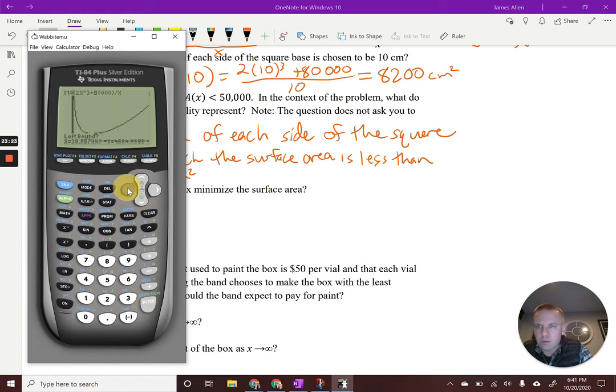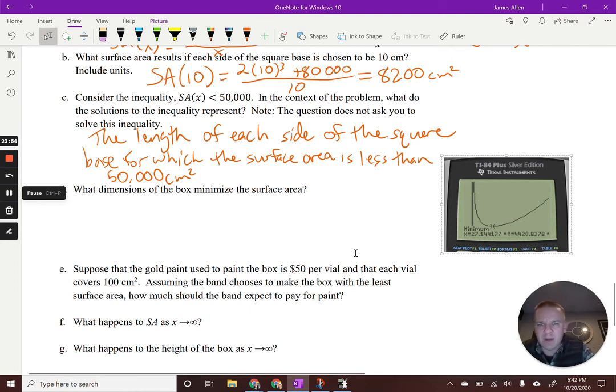Left bound. Right bound. And we'll guess. And we've got 27.144 and 4,420.838 rounded.